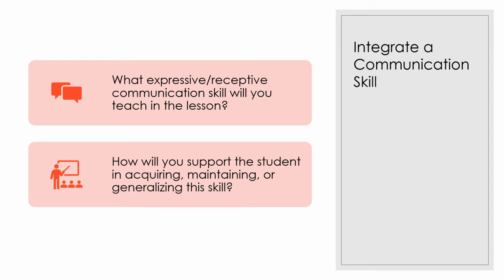You also need to integrate a communication skill. edTPA requires that all candidates have something related to academic language. So for special education, you are going to plan for an expressive or a receptive communication skill, and then you'll just describe how you're going to support the student in acquiring, maintaining, or generalizing that skill. Let's go over some examples.